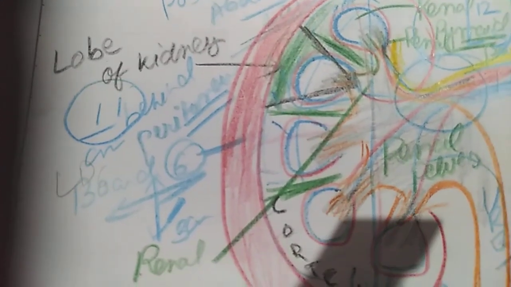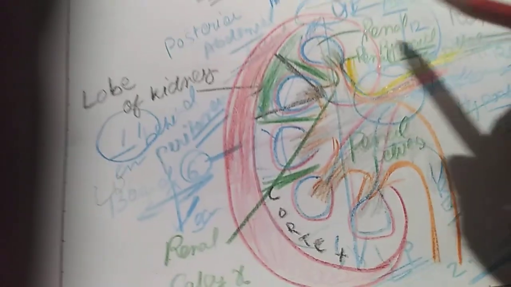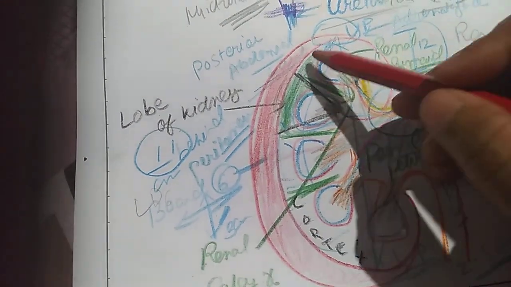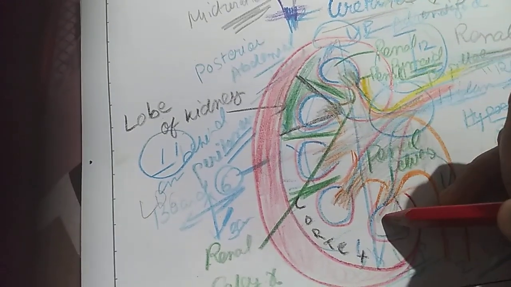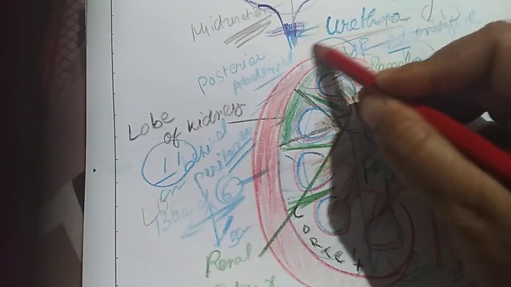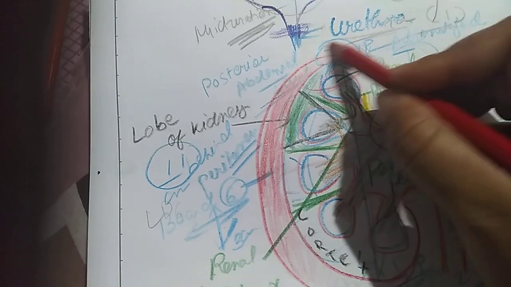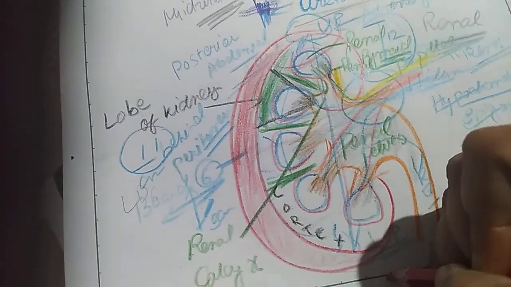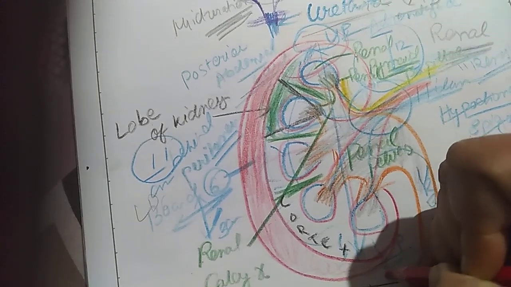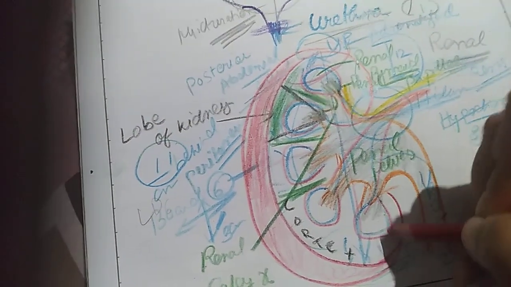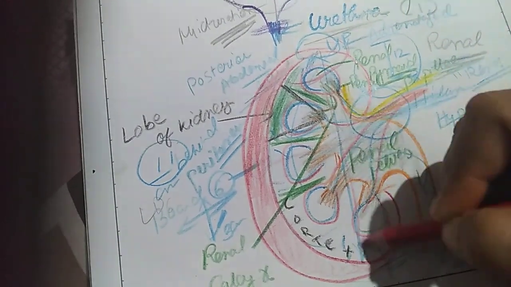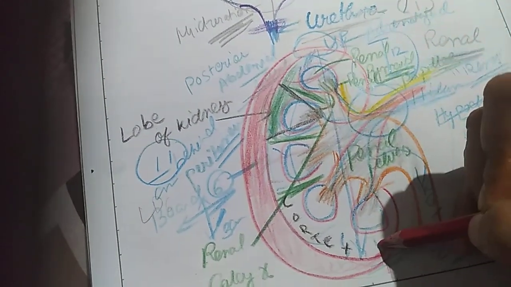Now when we come to the external features of the kidney, what does the kidney look like? Kidney is a bean shaped structure. It has 2 poles, upper pole and lower pole. The upper pole has a gland, the adrenal gland, called the suprarenal gland. Lower pole is 2.5 centimeter above the iliac crest. It is pointed. So how many poles does the kidney have? 2 poles, upper pole and lower pole.